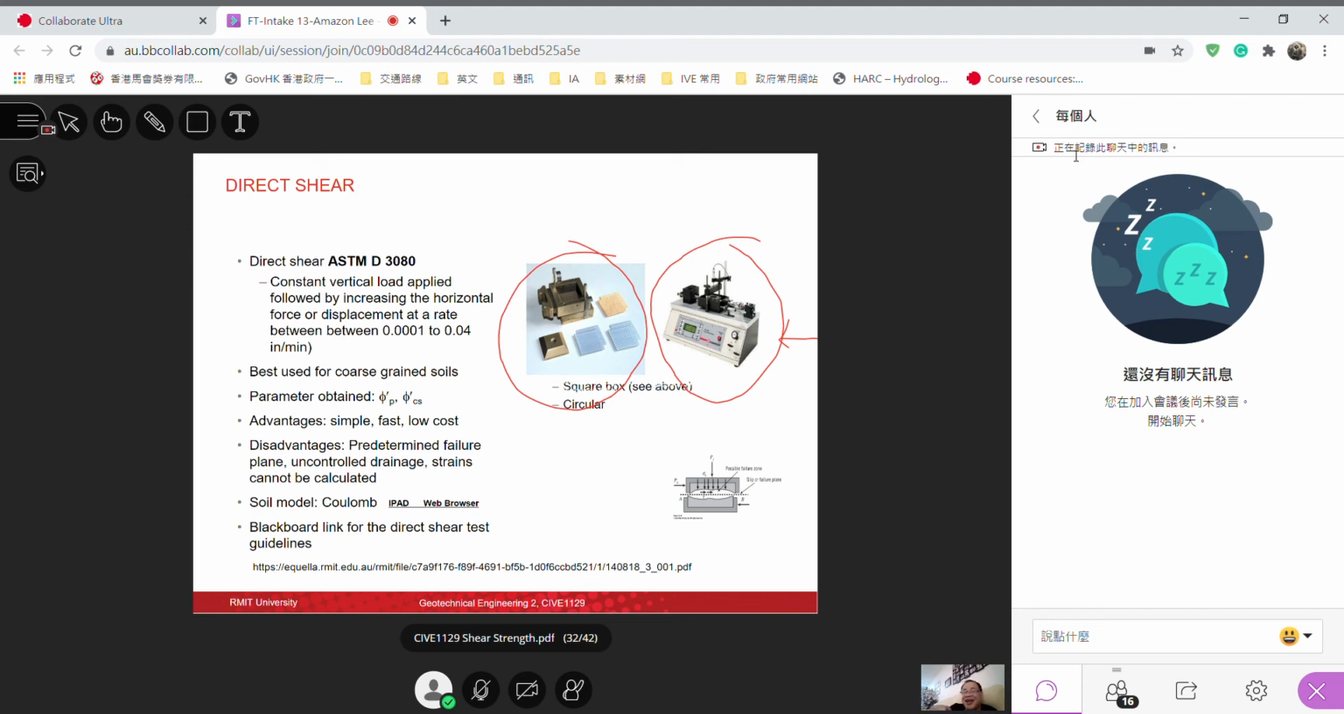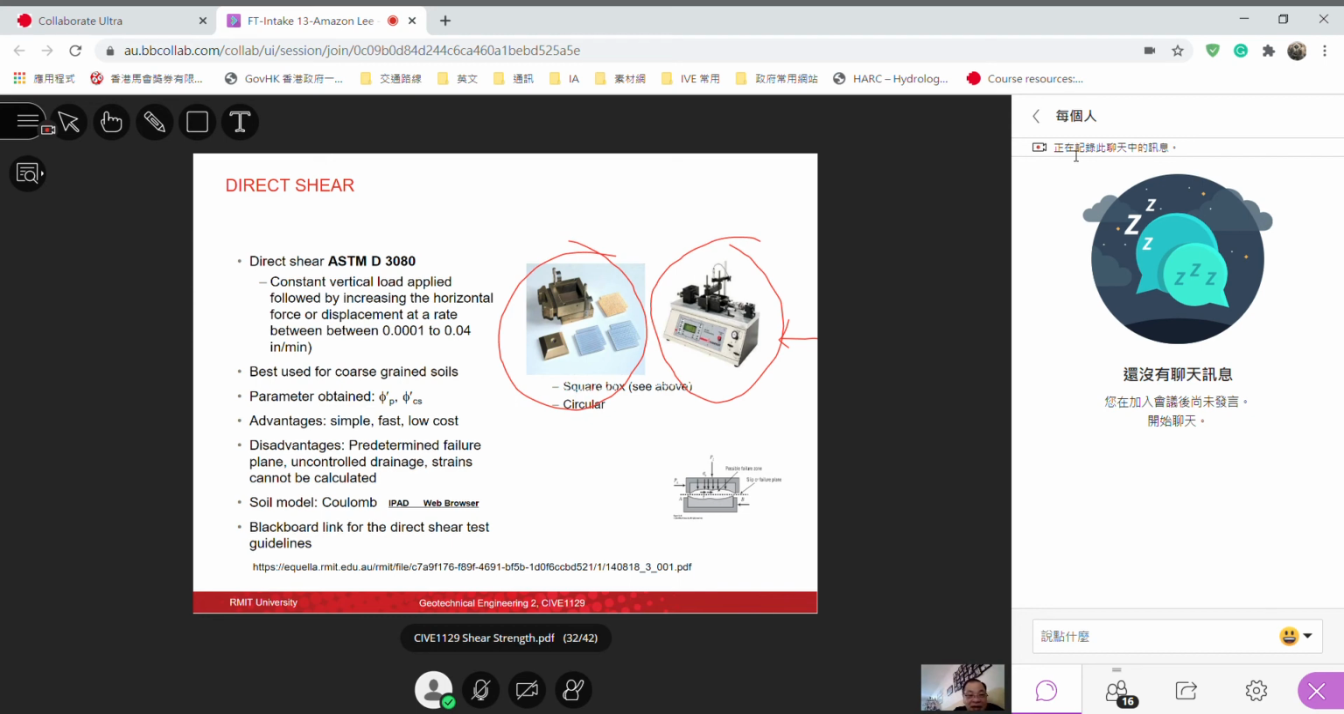So every single thing you have to do by hand. A group of students have to take the data by hand, and then plot it out. So you learn it the hard way. Basically, a direct shear box is like that.